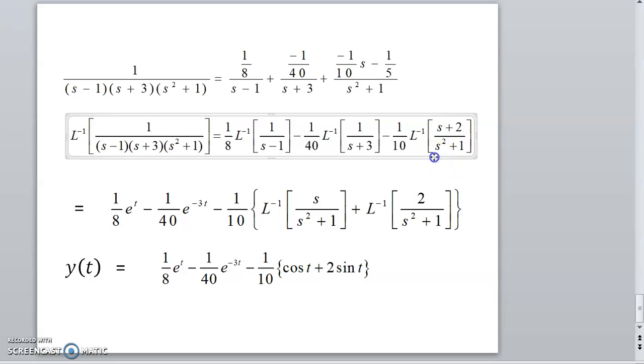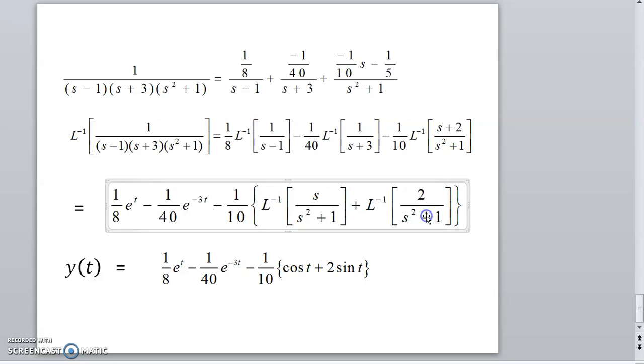But the term s plus 2 by s squared plus 1 is not an elementary function. Therefore, we separate the numerator into two terms, s divided by s squared plus 1 and 2 divided by s squared plus 1, which gives two elementary functions. Therefore, minus 1 by 10 times L inverse of s divided by s squared plus 1, plus L inverse of 2 divided by s squared plus 1. In this term, take out the constant element 2, we get L inverse of 1 divided by s squared plus 1.